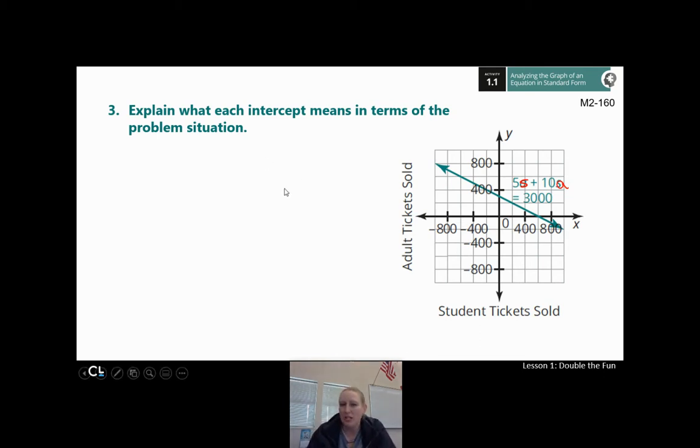So explain what each of these intercepts are. We found our x-intercept earlier. We found our y-intercept earlier. What do they mean in terms of ticket sales in this whole situation? Go ahead and hit pause and write it down, and then hit play when you're ready to continue the discussion.